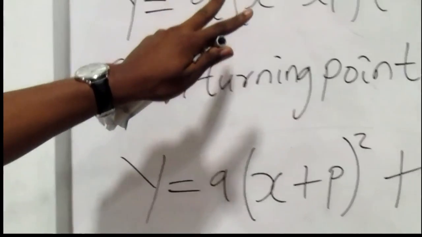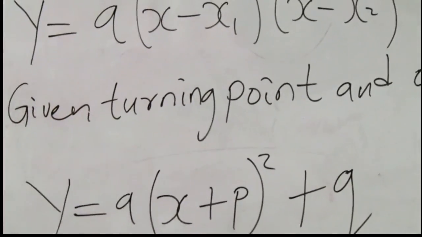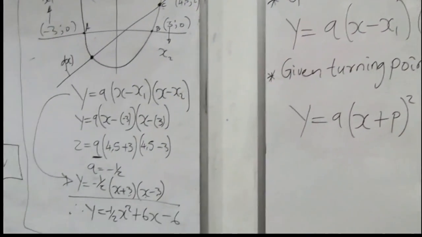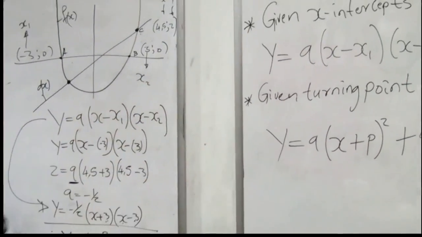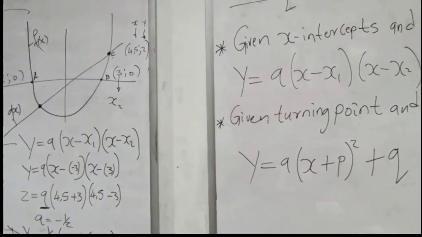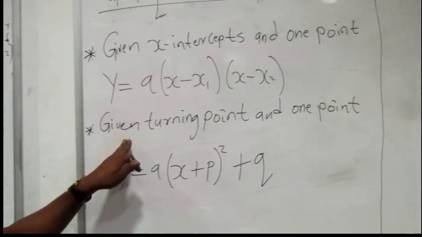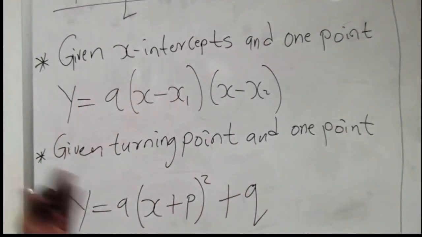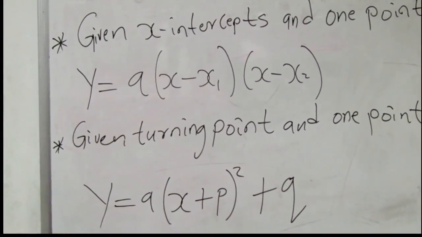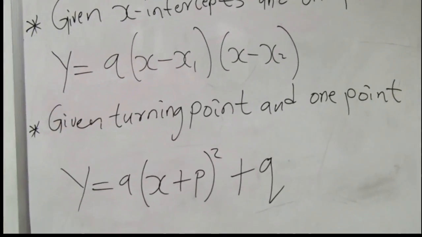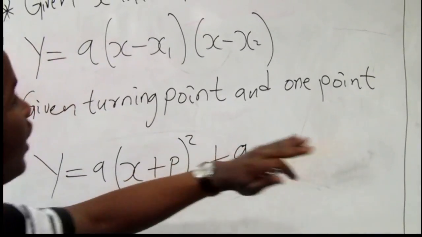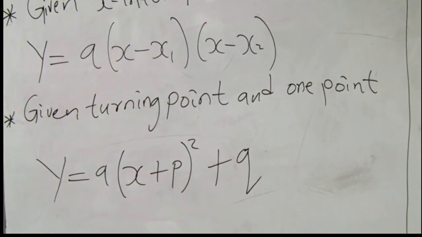By using this condition that says given x-intercepts and one point, and using this formula, I have used this as our example on how to use this given condition. Then the second condition says that, given a turning point and one point, we must determine a quadratic function. How are we going to do that?